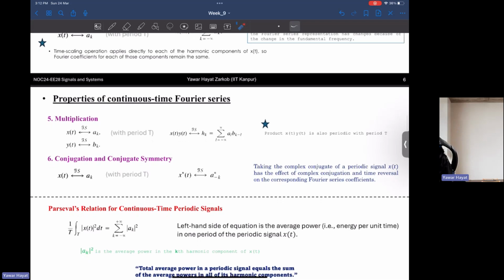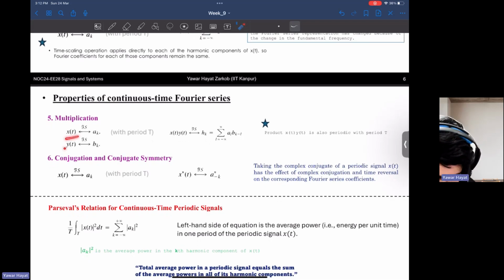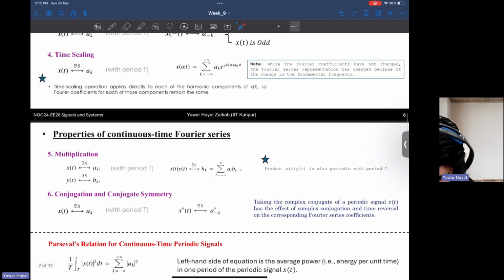Then we have multiplication. Suppose we have two signals x of t and y of t having Fourier series coefficients ak and bk respectively, both having a time period t. Then if we consider a signal that is the product of the two, x of t times y of t, the Fourier series coefficients are given by hk, and hk would be this expression: summation L equals minus infinity to plus infinity of AL times B K minus L.